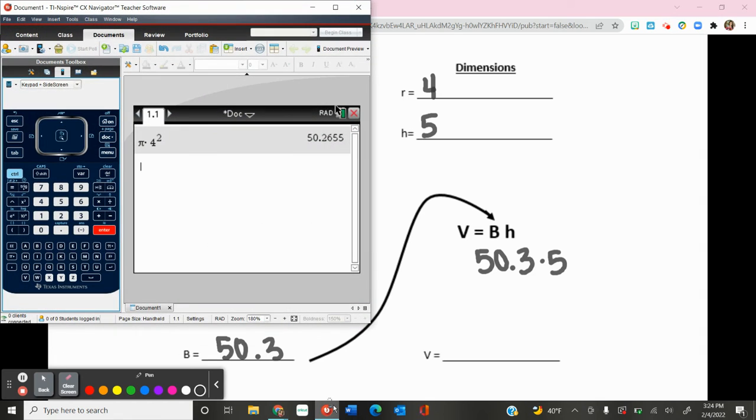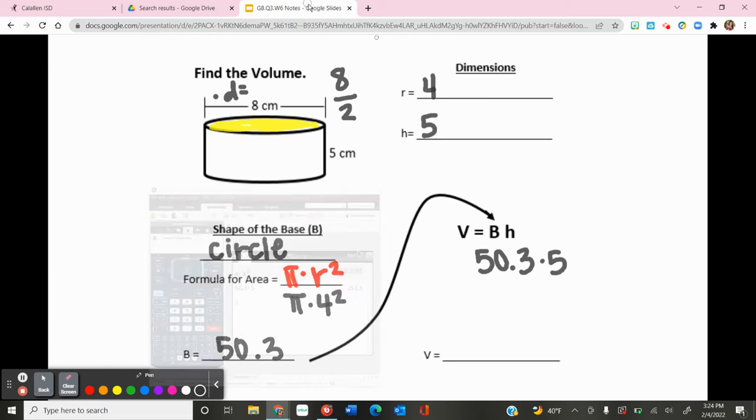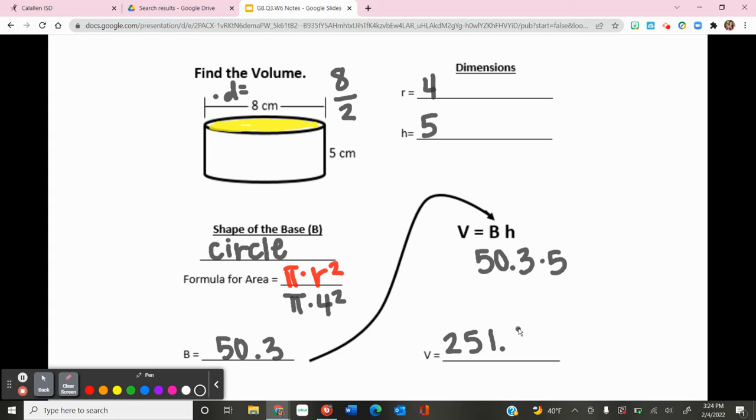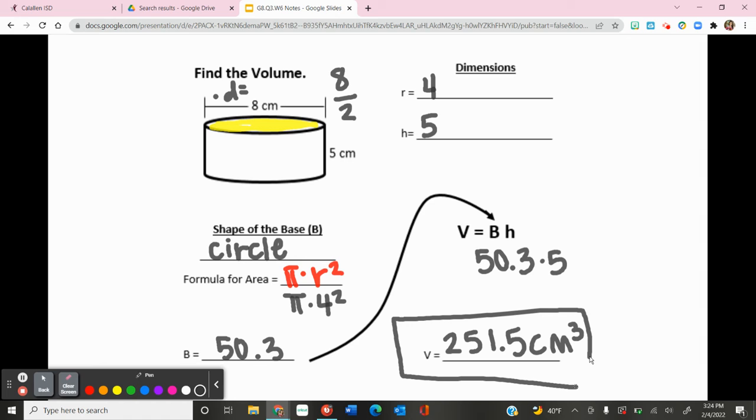So now plugging that into our calculator, 50.3 times 5 equals 251.5. So the volume for this cylinder is 251.5. Our unit is centimeters, and now that we're finding volume, our unit is going to be cubed. So that is our first example. Let's go ahead and look at our second example.